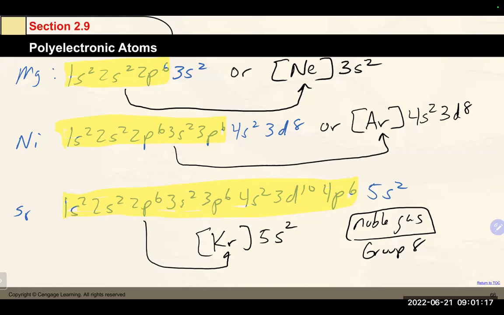All right, since we're talking about electron configuration, let us talk about some other electron configurations, some that are maybe a little bit different than we might anticipate. There are some exceptions. So let's get to those.